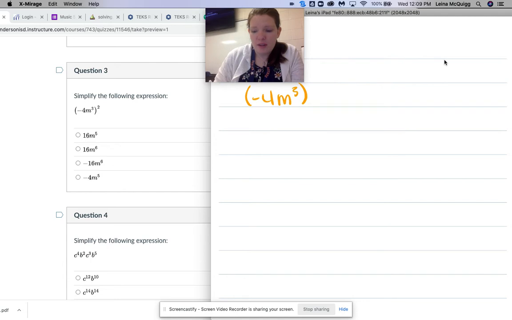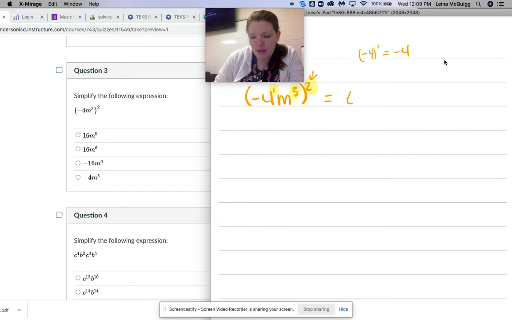m cubed squared. Okay, so from our video, we should have learned from our discovery activity that when we have an exponent outside the parentheses, that means we multiply it by the exponents inside the parentheses. And even though this 4 doesn't have an exponent there, I understand that there's a 1. My exponent's 1, okay? Because -4 to the power of 1 is -4. If the exponent is 1, my base stays the same, okay? So I'm going to multiply those exponents by this exponent.